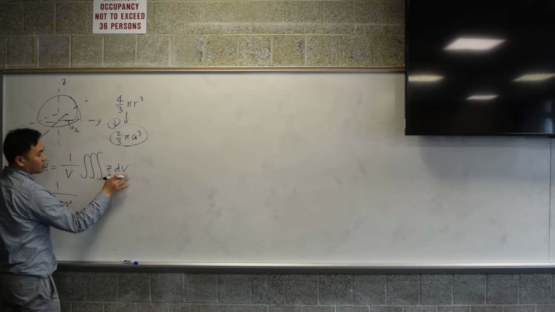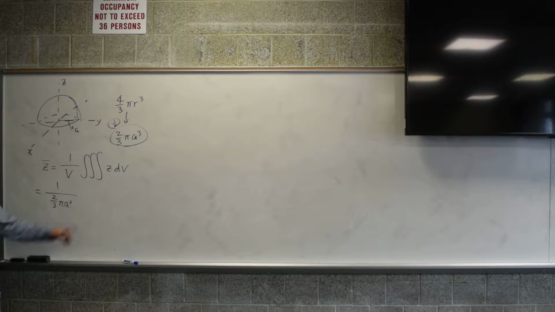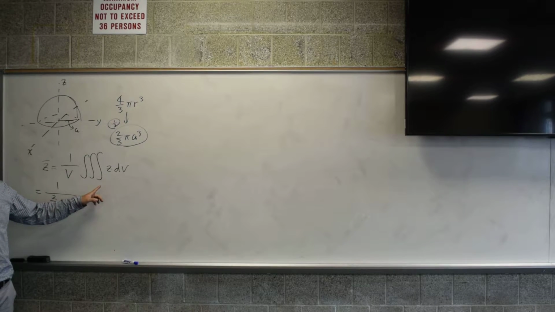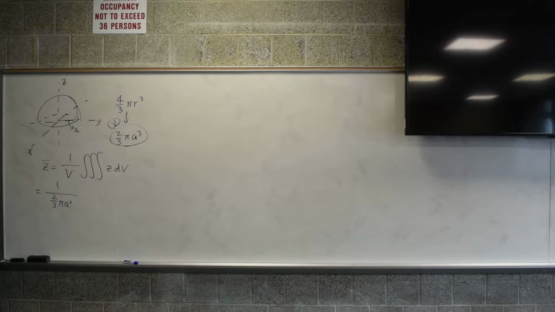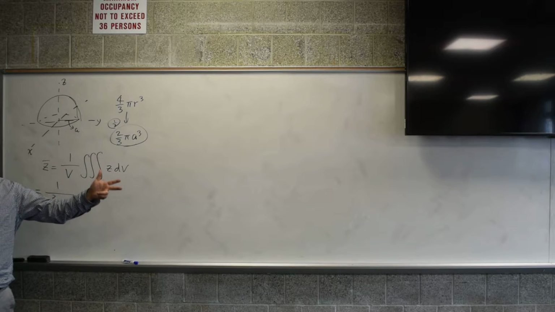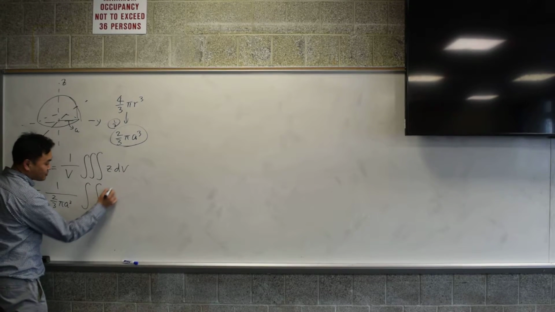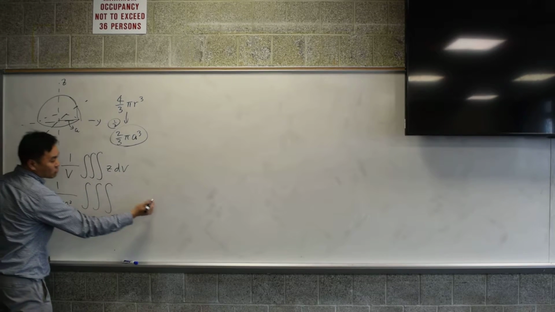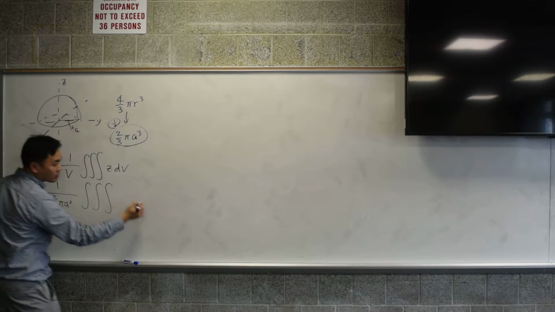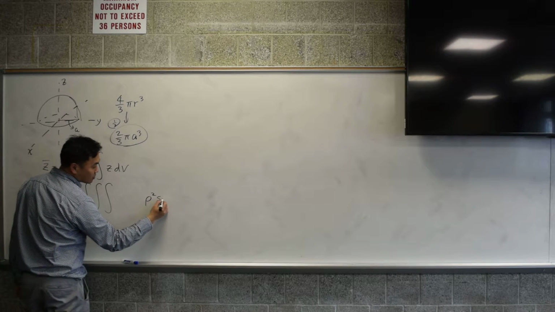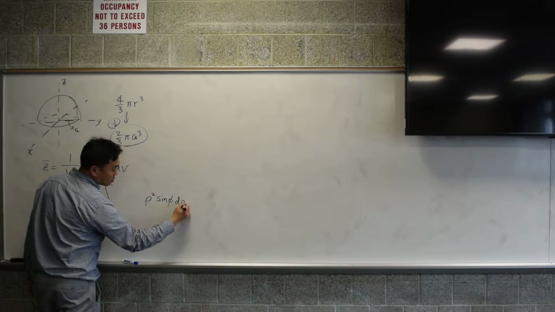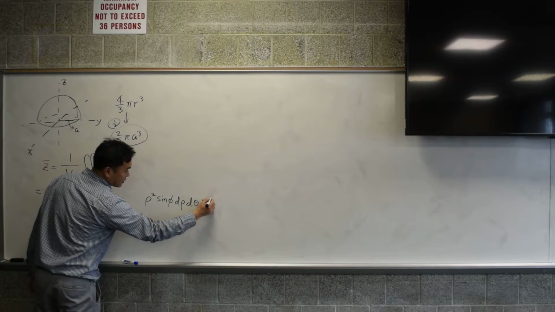Now we have to handle this integral. What kind of coordinates are best for calculating this? Rectangular, cylindrical, or spherical? Spherical, of course. It's a sphere, so spherical coordinates are best. That means dV is rho squared sine phi d rho d theta d phi.